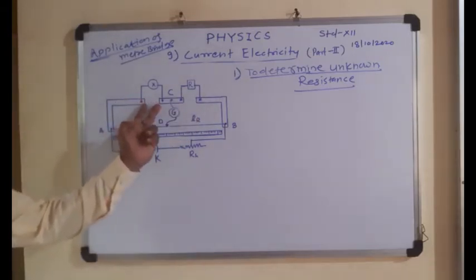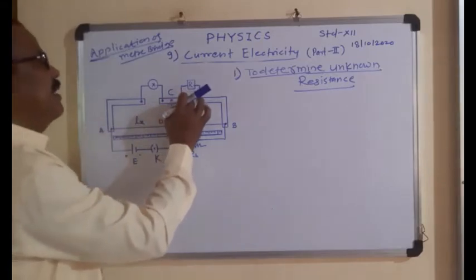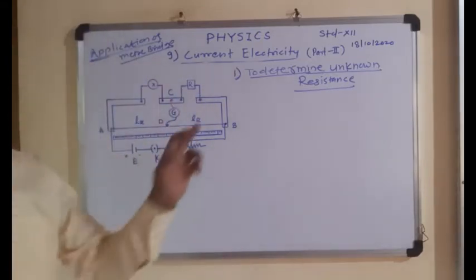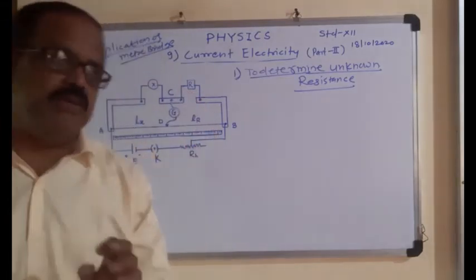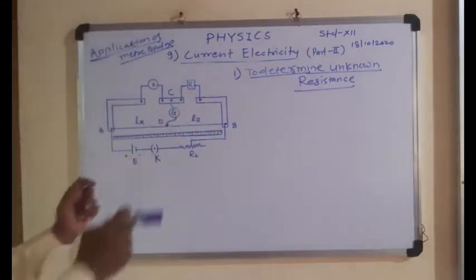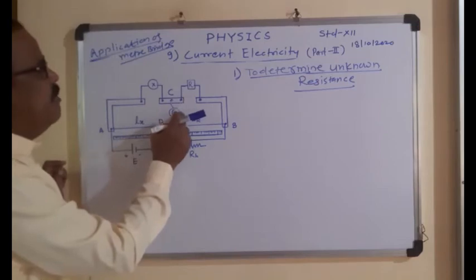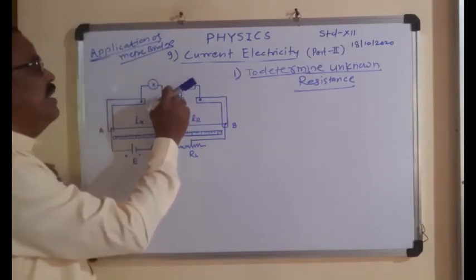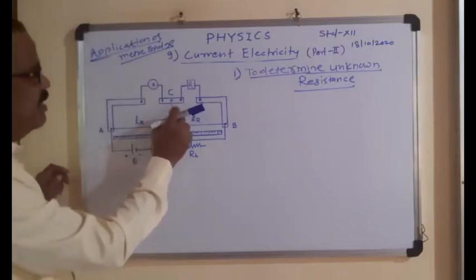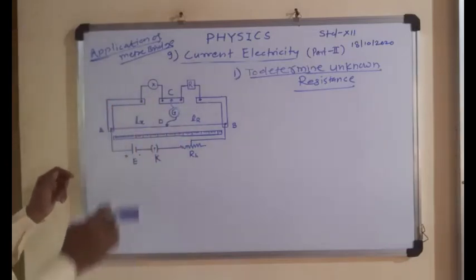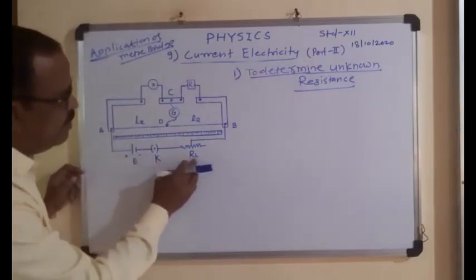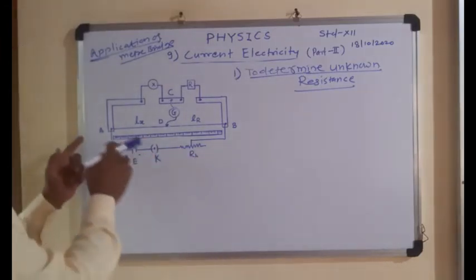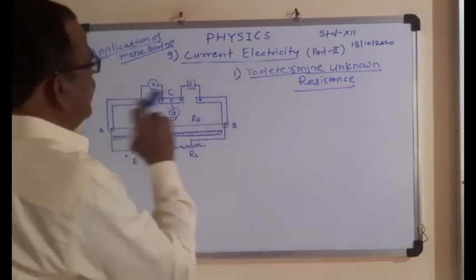It is called the left gap. This gap is called the right gap. The unknown resistance is connected to the left gap and the known resistance is connected to the right gap. Then one terminal of the galvanometer is connected to the center of the metallic strip and the other terminal is connected to the sliding jockey. A cell E, key K, and rheostat RH are connected in series between the points A and B.